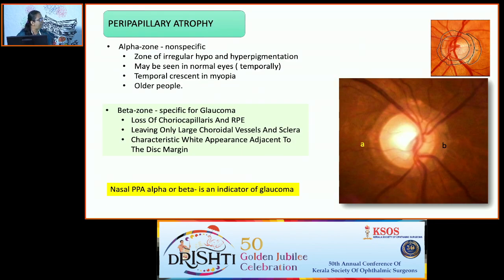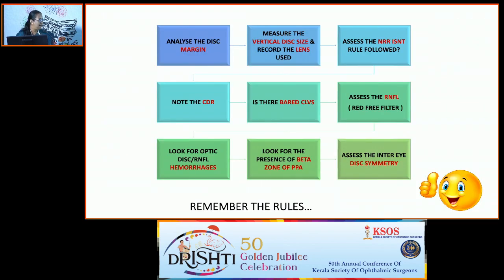Now, peripapillary atrophy is very important. You can see the alpha zone. It's a zone of irregular hyperpigmentation. It may be seen in normal eyes also, and as in temporal crescent in myopia. Beta zone is specific for glaucoma. There is loss of choriocapillaris and RPE, leaving only large choroidal vessels and sclera. So that is usually seen there. The beta zone is usually seen towards the disc if both are present, and the beta zone, especially on the nasal side of the disc, is a very good indicator.